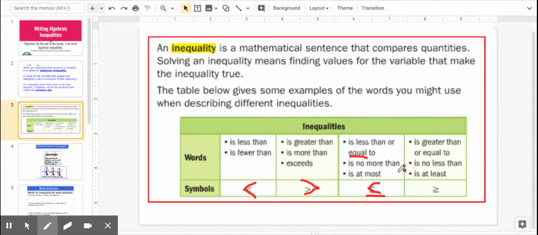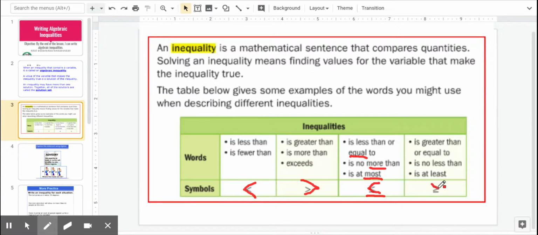So that means it can be no more than, and that's how much it is at most. Sometimes when kids see the words more and most, they assume I need the greater than symbol. But what it's saying is it can't be any more than that. That's the most it could be, the maximum. So we want something that's going to be smaller than that.